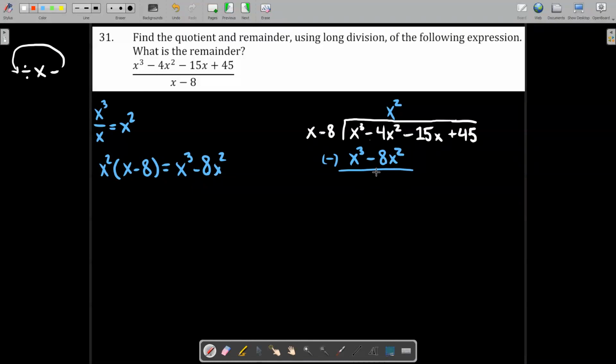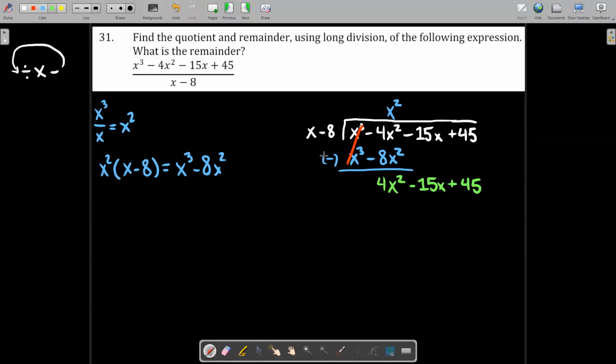x cubed minus x cubed cancels, and this is where you have to be careful, because when you subtract a negative, you're actually adding. So -4 minus -8 is actually -4 plus 8. So we're going to get an answer of positive 4x squared here. We're going to bring everything else down. And then we're going to start again.